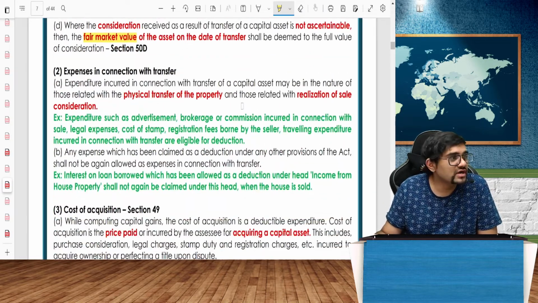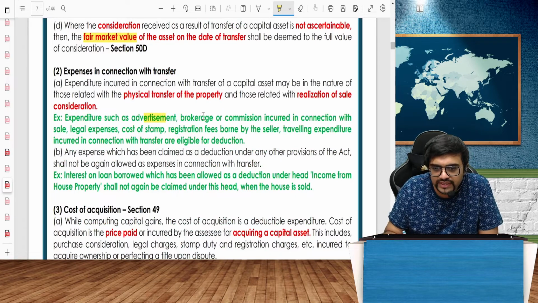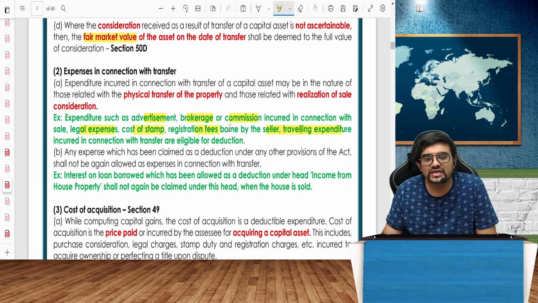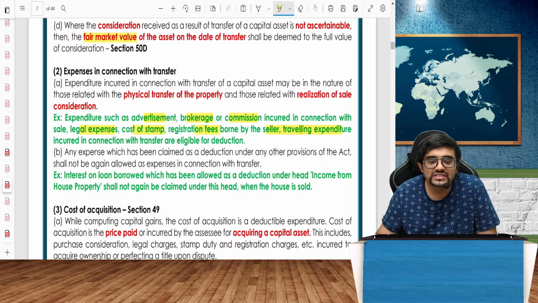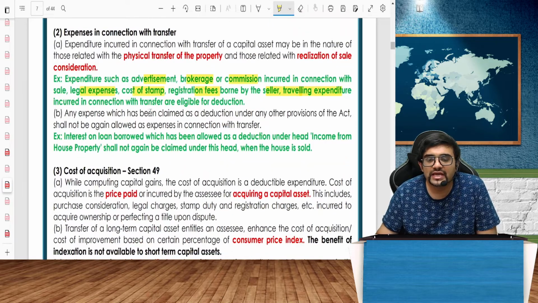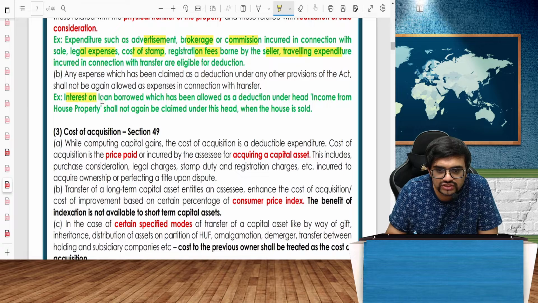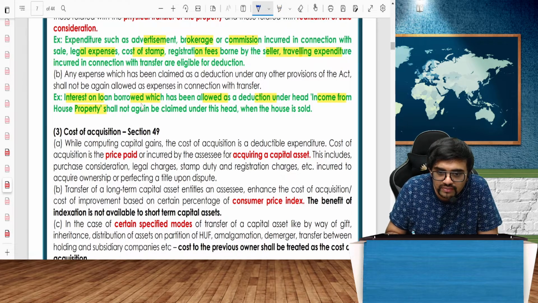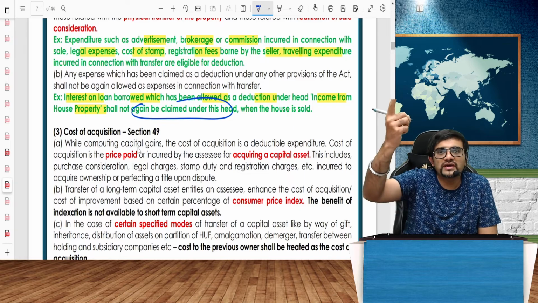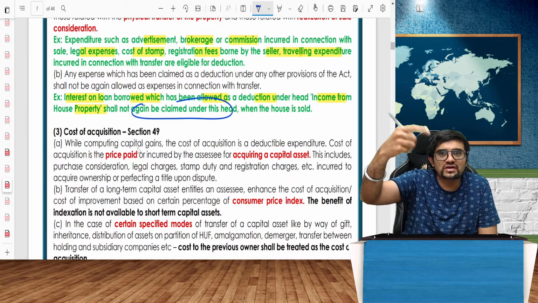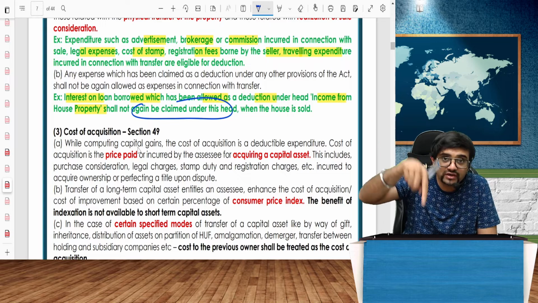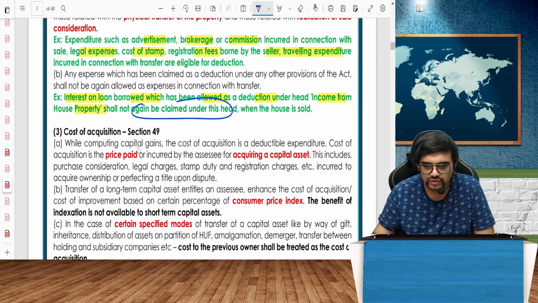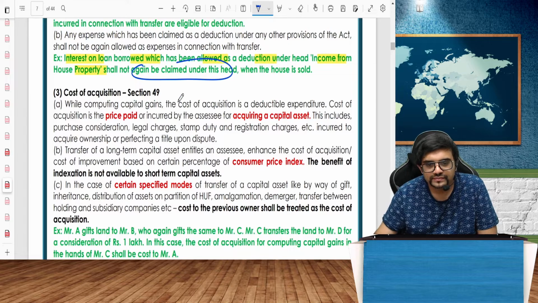Expenses in relation to transfer means what? Such as advertisement, brokerage, commission, legal expenses incurred, cost of stamp, etc. All this traveling expenditure, all that will be eligible for reduction. That is expenses in relation to transfer. Can I claim interest on loan also? Interest on loan borrowed which has been allowed as reduction under income from house property cannot be claimed again here. House property I have already claimed, no? Under section 24 yesterday we saw, and interest portion also I have claimed. Again you will claim it as expenses for transfer? No, not allowed.